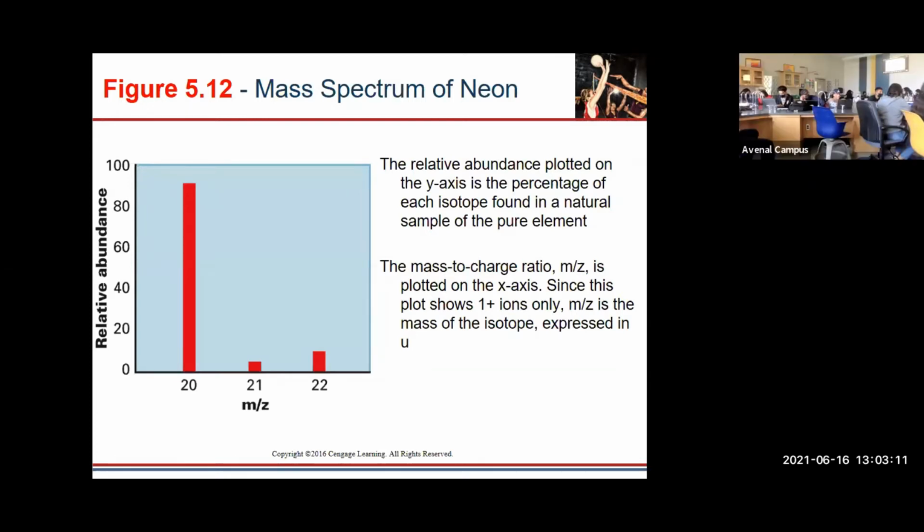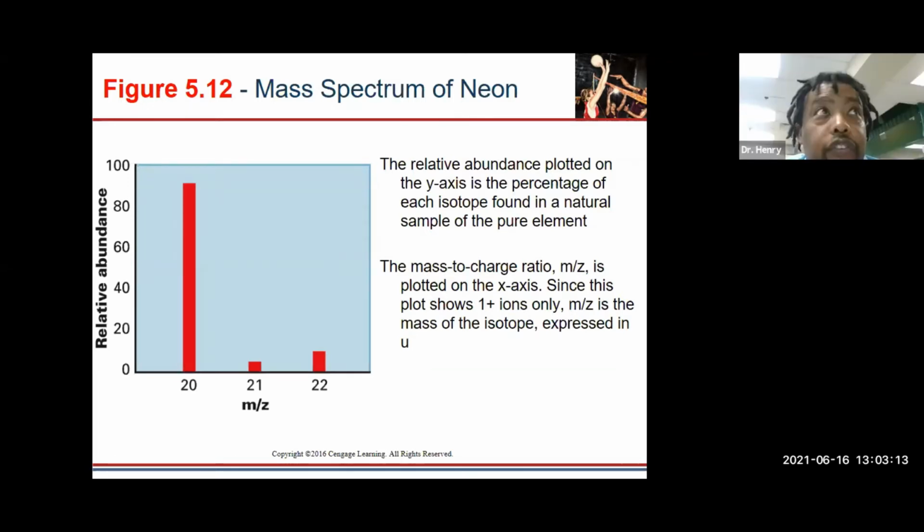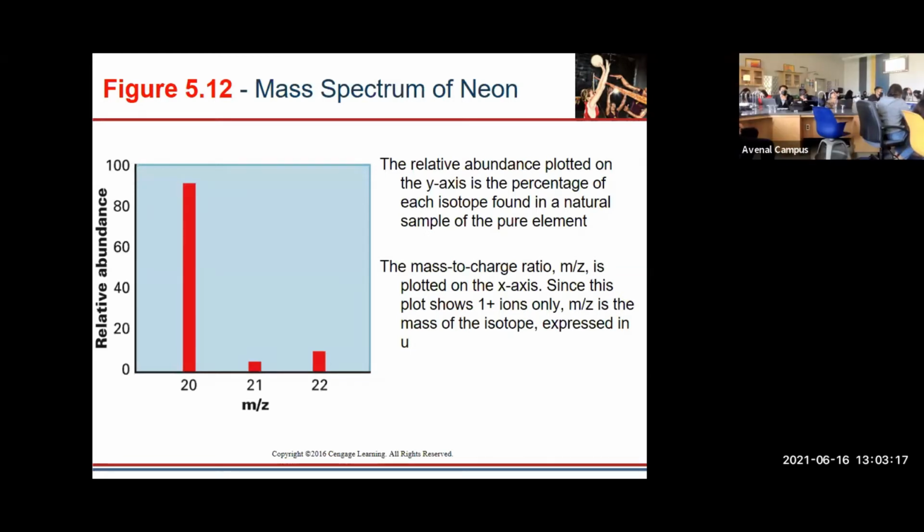Can you hear me? Yeah. Do you guys see my screen? What's on the screen right now? The screen says mass spectrum of neon.